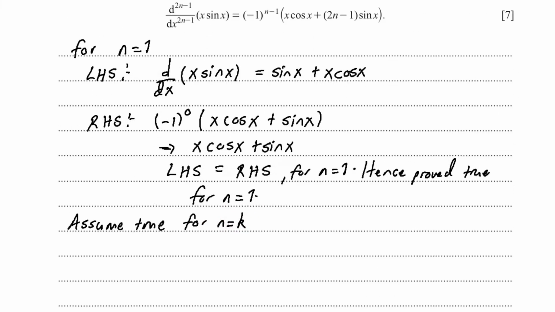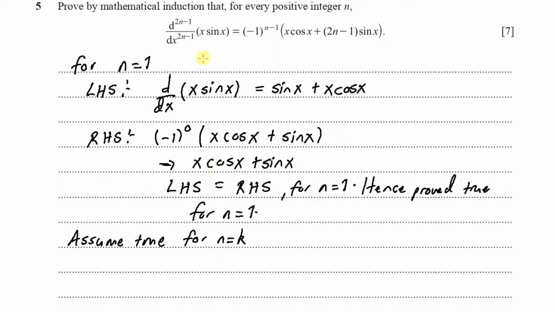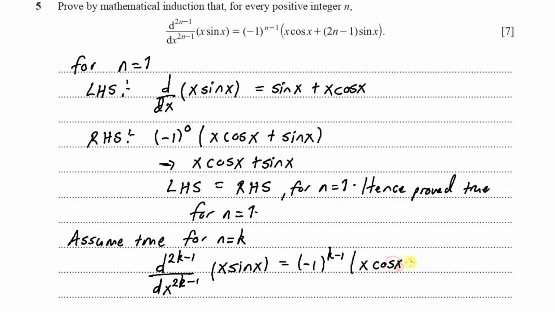So what does that mean? It means we're substituting k for n in this formula. So that will be d to the power 2k minus 1 over dx to the 2k minus 1 of x sine x being equal to minus 1 to the k minus 1 of x cos x plus 2k minus 1 sine x. So we now have this formula here.